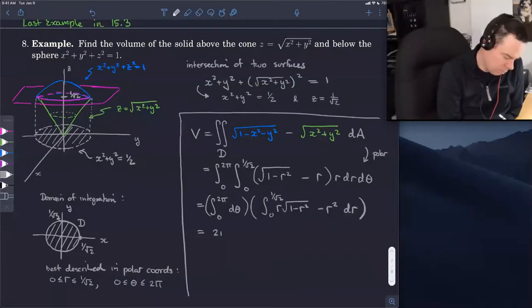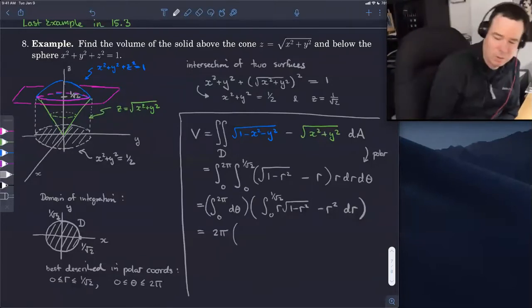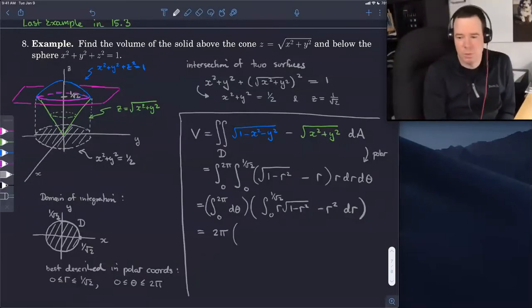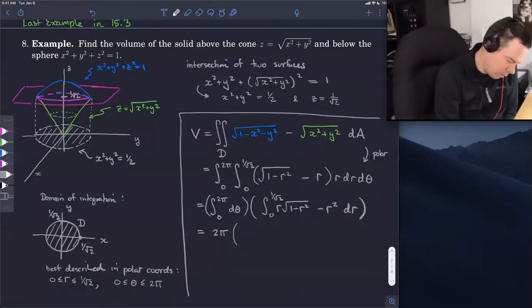So the first one becomes just a 2 pi, and the second one, well, the nice thing about when we do the change to polar coordinates is that we got that extra r coming in. That means this first integral, the r times the square root of 1 minus r squared, is a nice one because we can use substitution on it, because there's a derivative of the inside function, the 1 minus r squared, sitting right on the outside.